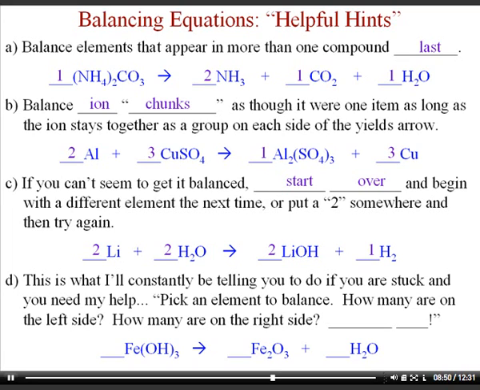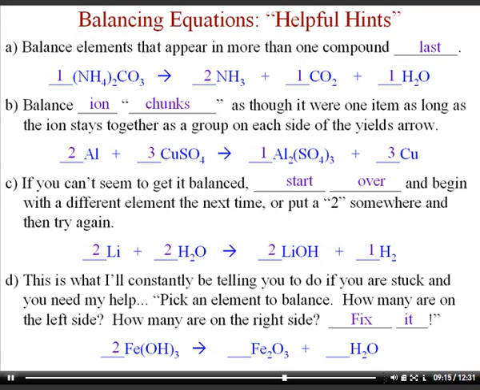Now for letter D, this is what I'll constantly be telling the students to do if they're stuck and they need my help. I always tell them, pick an element to balance, then I ask them how many are on the left side, and then how many are on the right side, and then I just scream at them, fix it. So for example, down below, I say pick an element, and most of them just pick iron because it's in one location on the left and right. So I ask them how many are on the left, and they yell 1, and how many are on the right? There's 2 of them, so fix it. Well, you'll need a 2 in front.